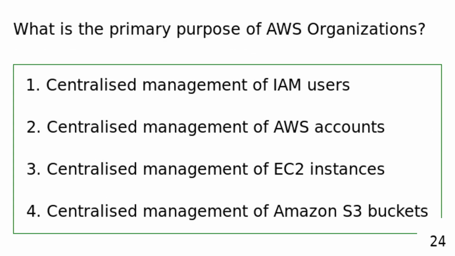What is the primary purpose of AWS Organizations? Centralized management of IAM users. Centralized management of AWS accounts. Centralized management of EC2 instances. Centralized management of Amazon S3 buckets.